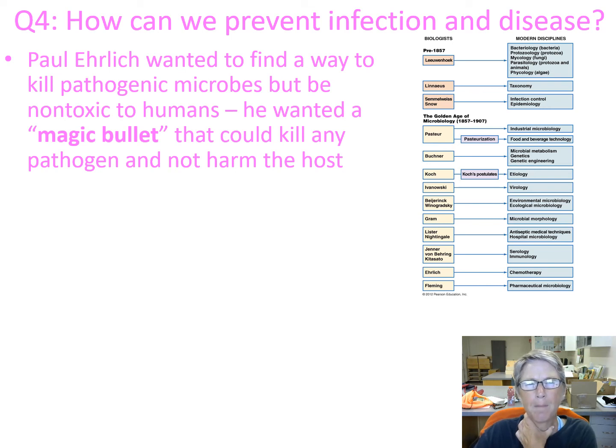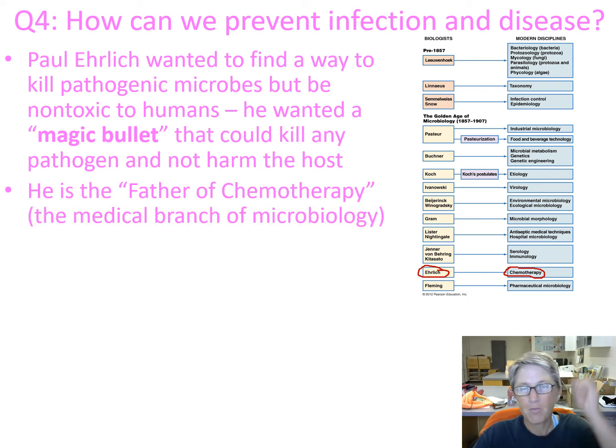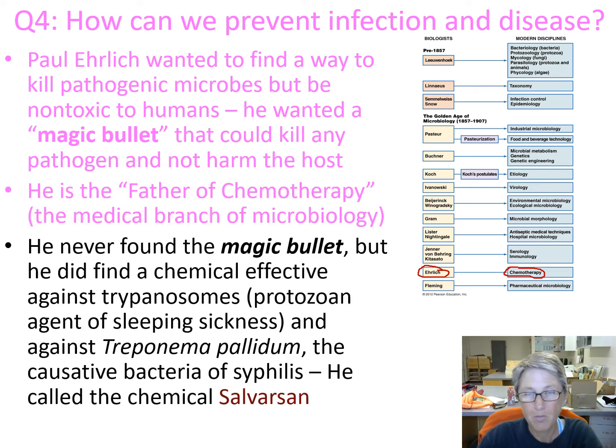Okay. Paul Ehrlich, so we're down here in our chart. His work led to the modern discipline of chemotherapy. He wanted to find a way to kill microbes but not kill our cells. So kill the microbial cells, but not kill our human cells. He wanted to find a magic bullet that would just go in and target the microbes and not target our cells. He's the father of chemotherapy. That's a medical branch of microbiology.